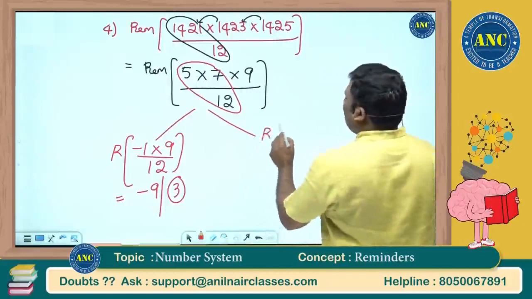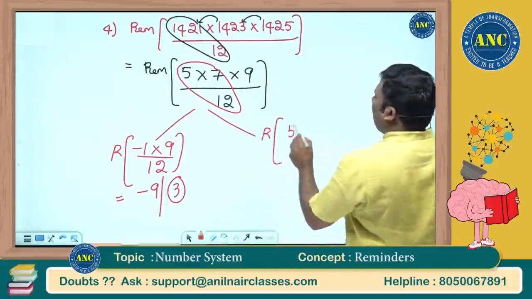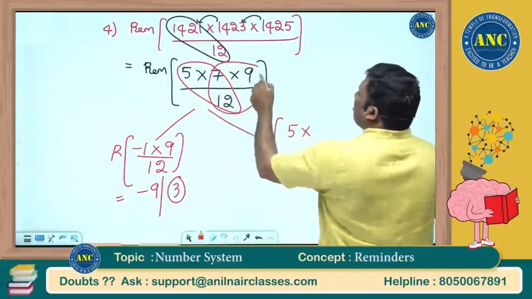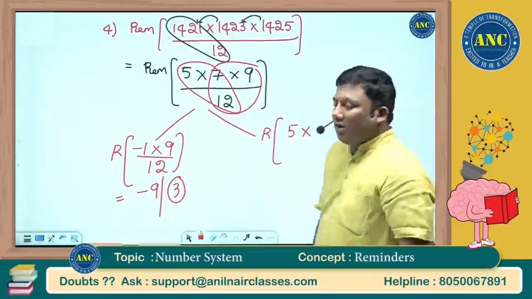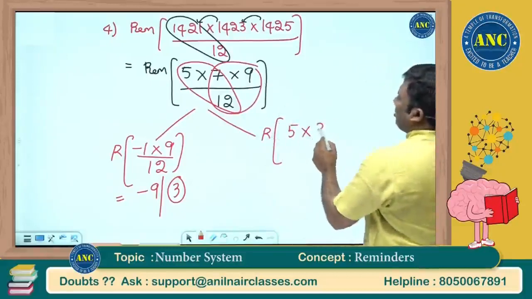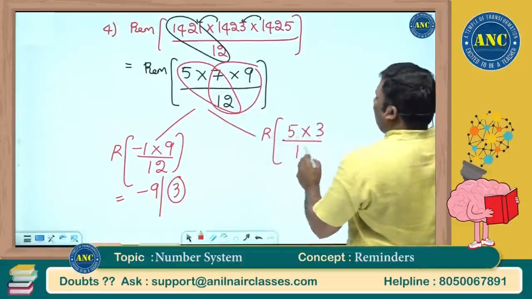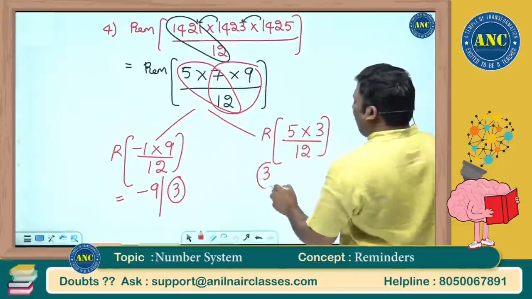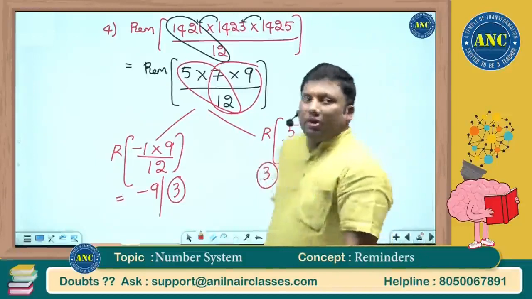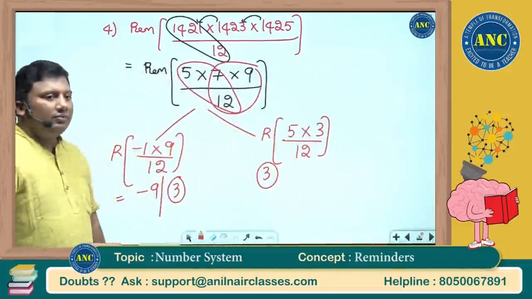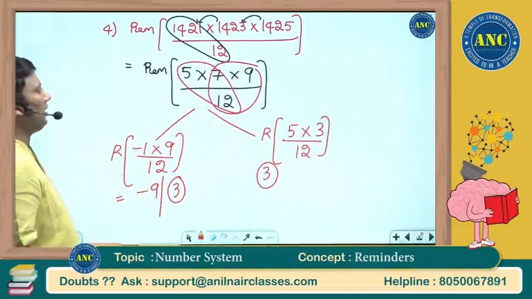Sir, can I take the next two values? You can take the next two values. 9 sevens are 63. 63 divided by 12. 12 fives are 60. Remainder 3. 3 into 5 is 15, divided by 12. 12 ones are 12. What is the positive remainder? The answer is nothing but 3.